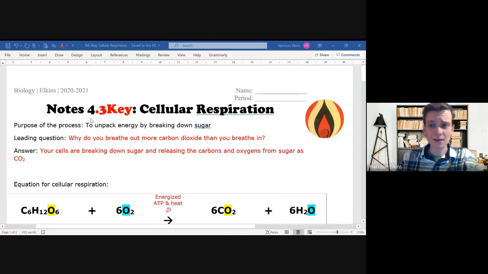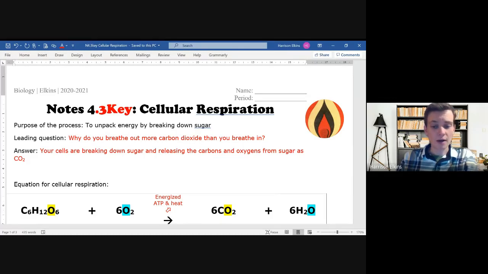All right, this is notes 4.3. I'm just going to walk you guys through the answer key, and you're going to fill this out. So you should use your packet that you got. It should say notes 4.3 at the top, cellular respiration. Just go ahead and pull that out of your packet. You can organize your papers inside of your packet in your binder if you'd like. I put them all in order.